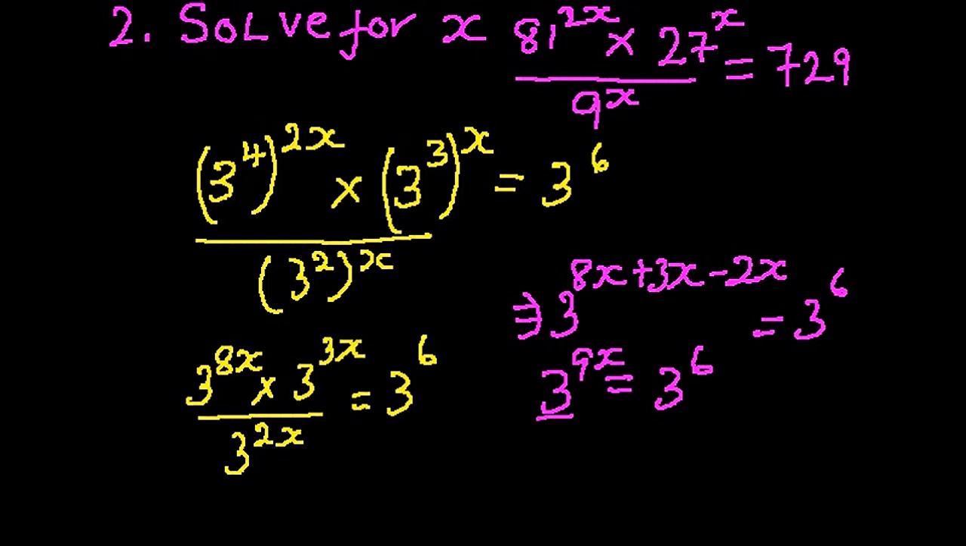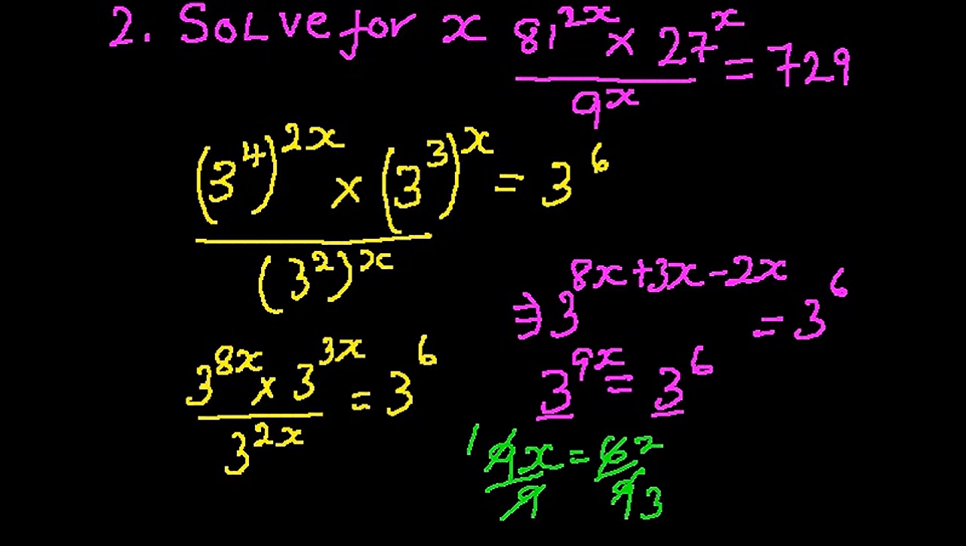Now since we have established a common base, it means that the indices are the same. So we say 9x is equal to 6. Divide both sides by 9. So 9 divided by 9 will give 1. The common factor here is 3. So 6 divided by 3 is 2, 9 divided by 3 is 3. So it implies that our x is equal to 2 over 3. And that is the answer to that question.